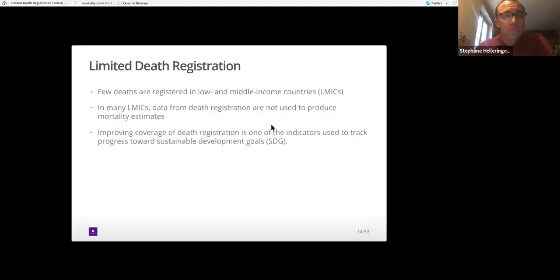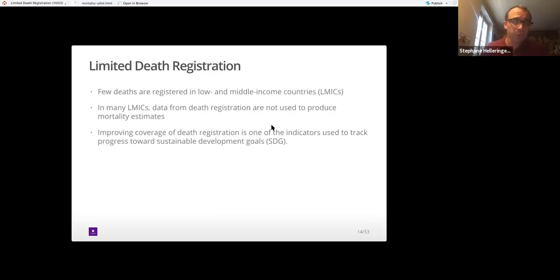Now, the difference between low and middle income countries and high income countries in terms of available data really stems from the extent of death registration and the extent of availability of data to measure excess mortality. In most low and middle income countries, few deaths are registered. The coverage is usually much less than what's needed to produce mortality estimates, and as a result, those data are rarely used by demographers to produce mortality estimates.